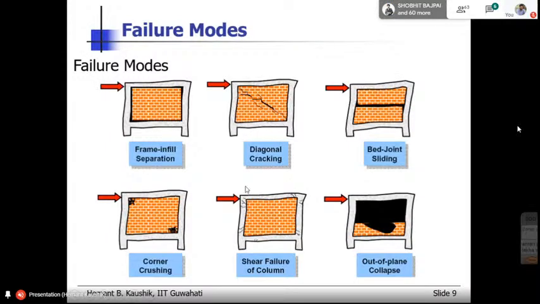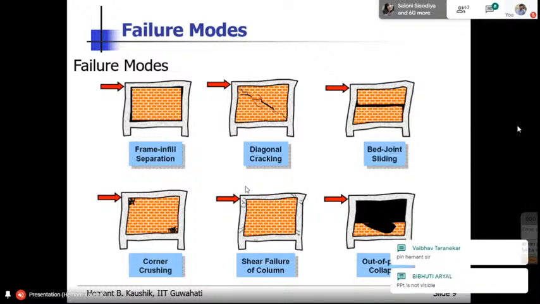So let us move forward. Let us see what are the failure modes. So some of these failure modes were visible in this video. First is of course the frame infill separation. Now this is not a real failure mode because like I said, there is always a gap, there is always a separation between the frame and the infill, even before application of any load, because it is not possible to actually fill all the gaps using the construction methodology that we follow.